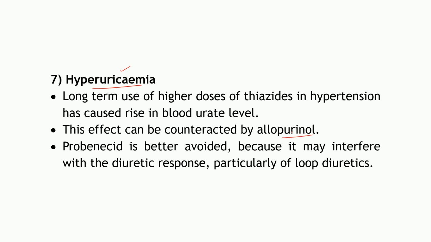Okay, now hyperuricemia can be treated by uricosuric drugs as well as synthesis inhibitor drugs. Uricosuric drugs are probenecid and sulfinpyrazone. But probenecid should be avoided in this situation. Why? Because probenecid will compete for the same transporter which is utilized by both these classes to reach its site of action, right? So the same transporter may get inhibited, and your diuretics will not be able to reach their site of action. So better use allopurinol, which is a synthesis inhibitor, a xanthine oxidase inhibitor.